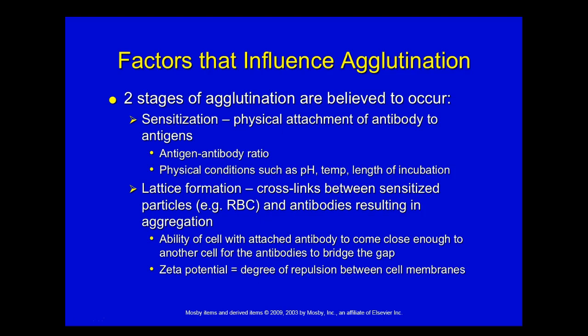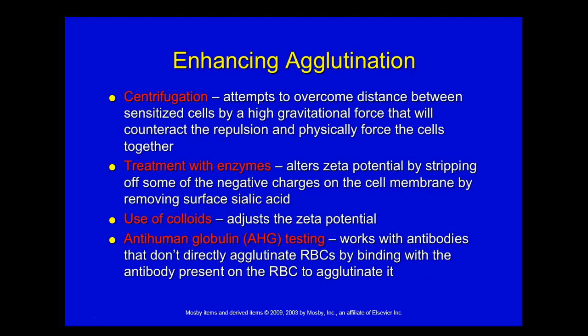The ability of the cell with the attached antibody to come close enough to another cell is what we're referring to. The reason why this is so important is because we have to overcome zeta potential. Zeta potential is the degree of repulsion between cell membranes. All of your red blood cells floating in your bloodstream have a slight negative charge to them. And that can become a problem when we're using hemagglutination. So we need to find a way to force them together.